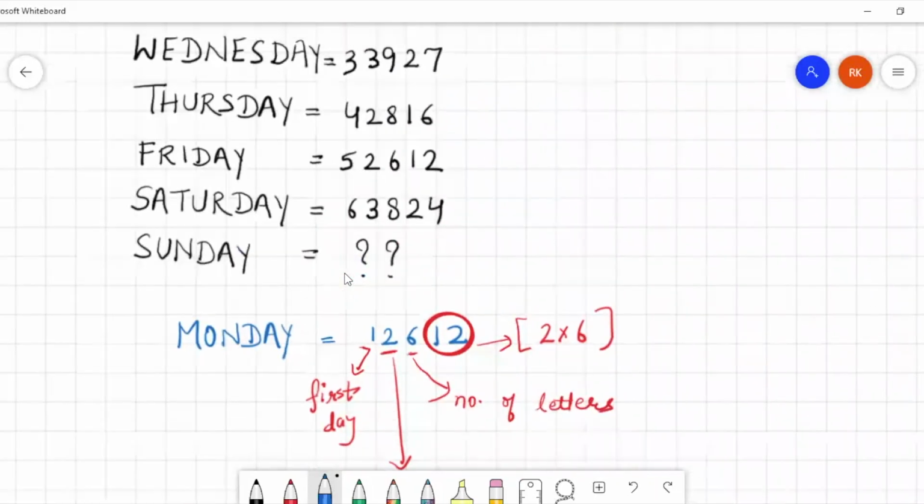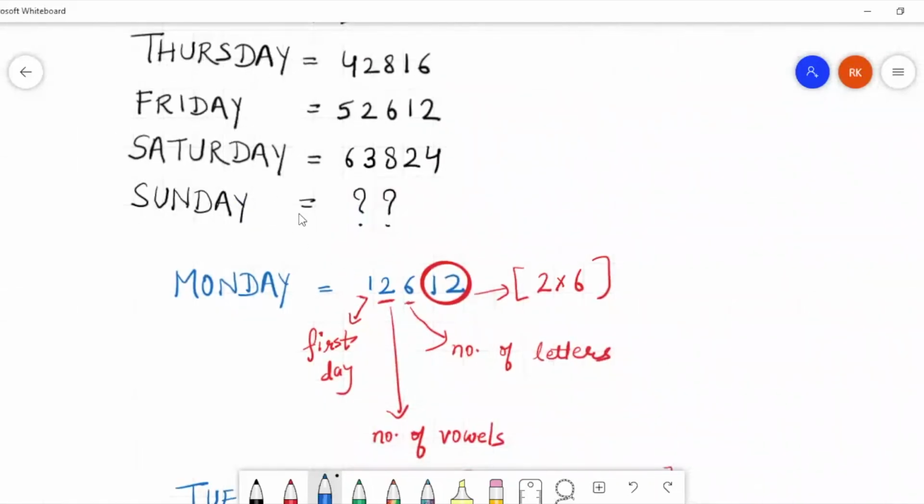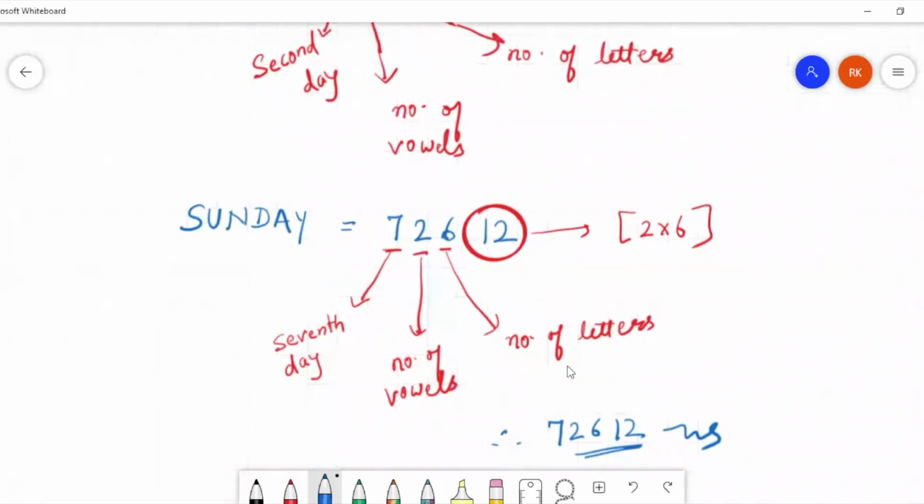Again, I will tell you what we did. The first digit is the day, like first day, second day, third day, or like that. The second digit is the number of vowels. The third digit is the number of letters, and this 12 is, if you multiply the digits 2 and 6, we are getting 12. So for Sunday, Sunday is the 7th day. There are 2 vowels in that, and it has 6 alphabets. And now 2 into 6 is equal to 12. So our answer is 72612.